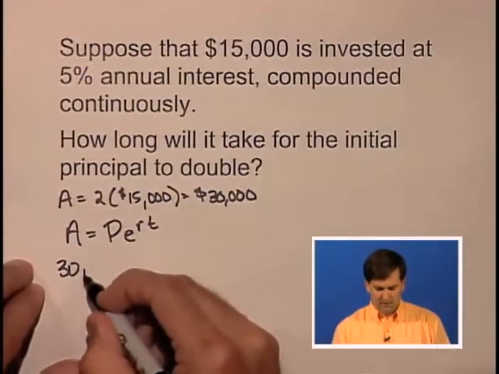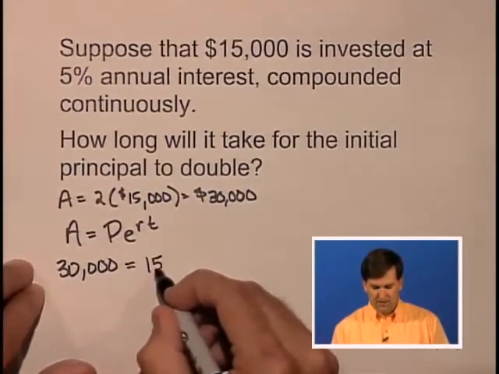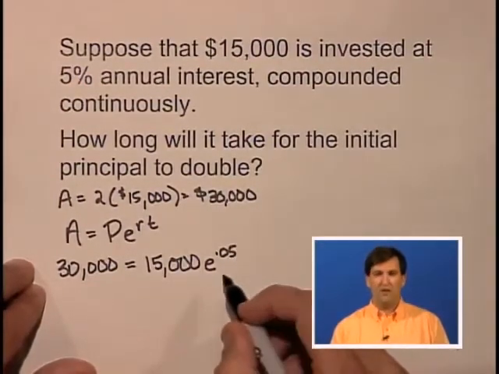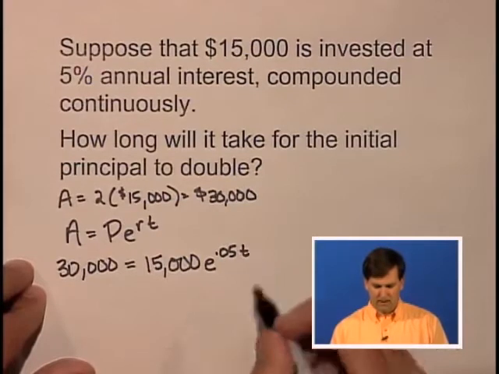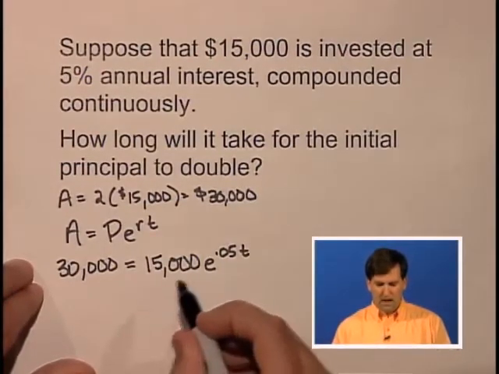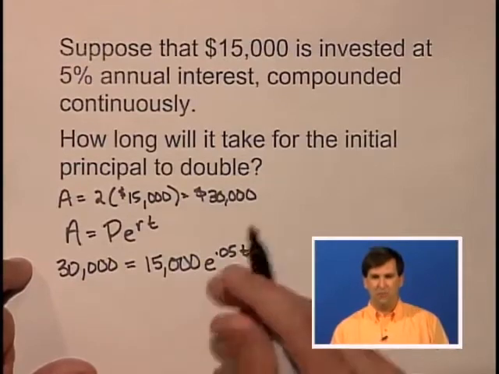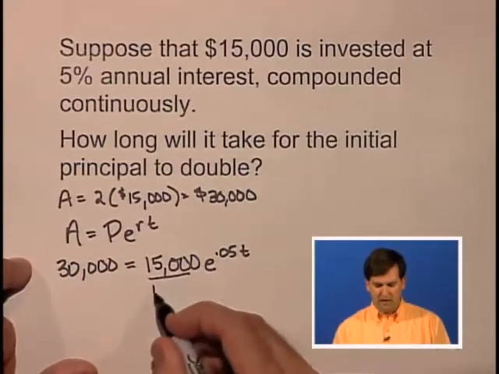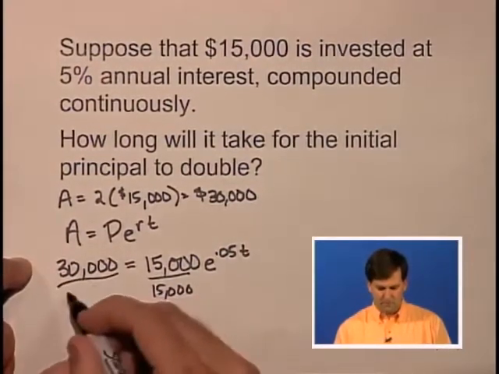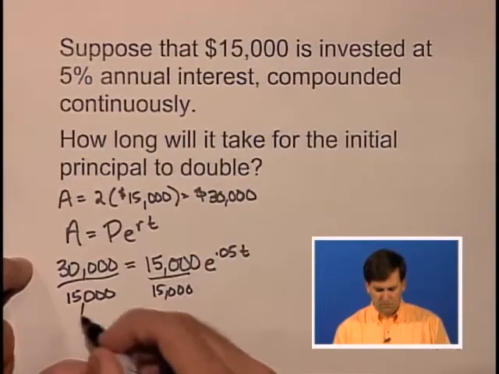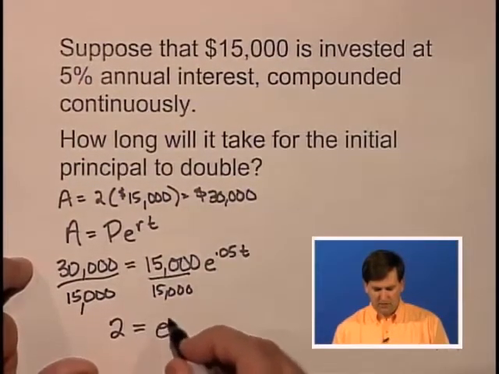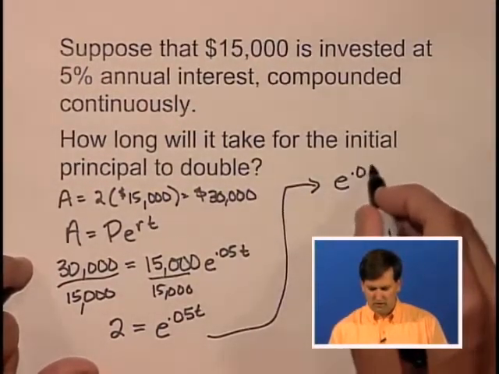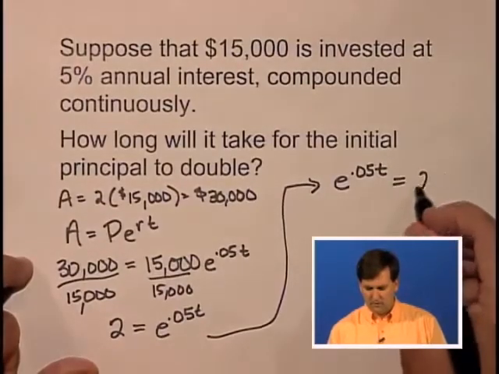So we have 30,000 is equal to 15,000 e to the, I know the rate, that's 0.05, but what I don't know is t, the amount of time that this is going to take. So in order to get this into an exponential form, where it's just e to some power is equal to some number so that I can use logarithms, I'm going to divide both sides by 15,000. So we get 2 is equal to e to the 0.05t. Rewrite this as e to the 0.05t is equal to 2.